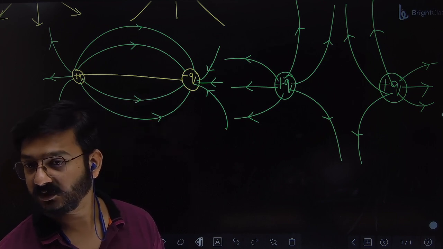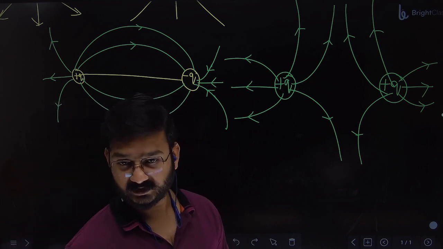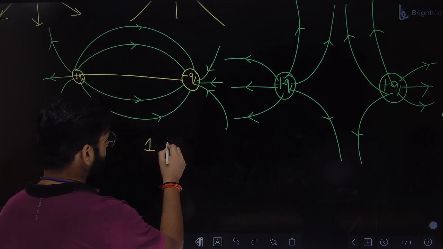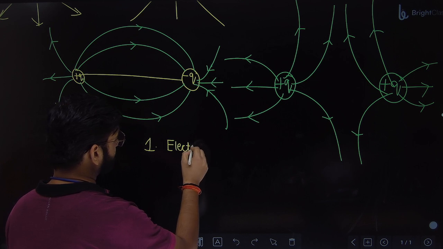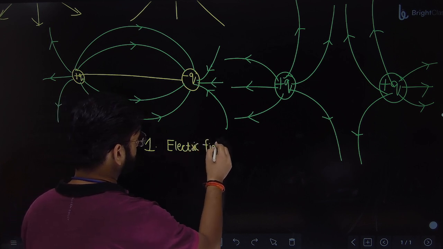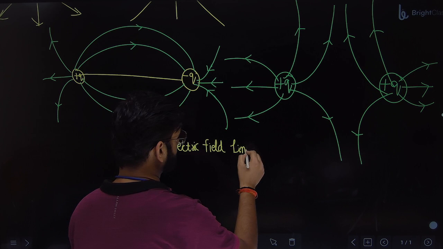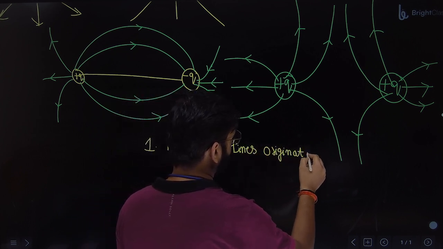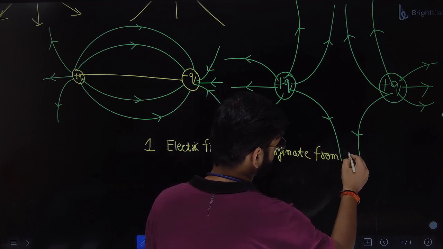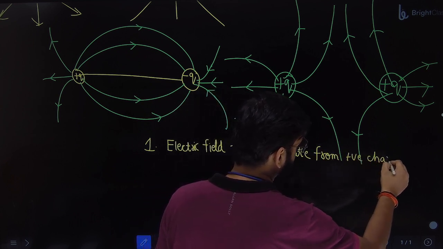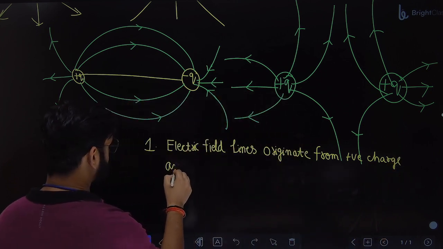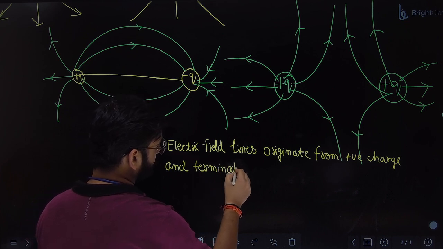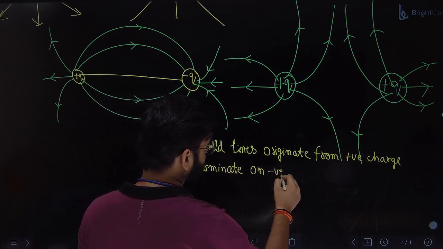So let's discuss the reason also why electric field lines will never intersect. If you want to write down all the points, you can write them down quickly with me. Electric field lines originate from positive charge and terminate on negative charge.